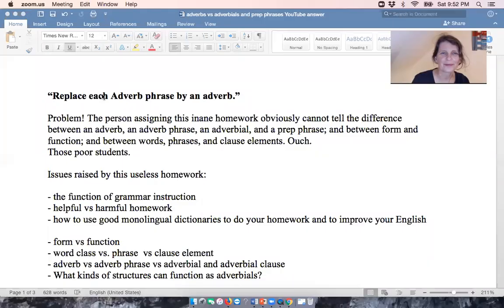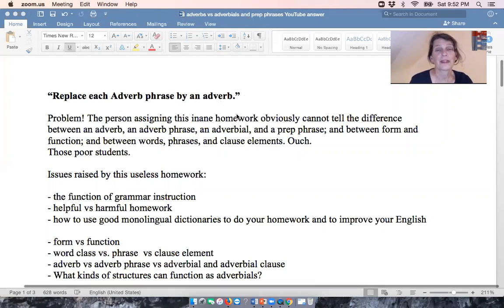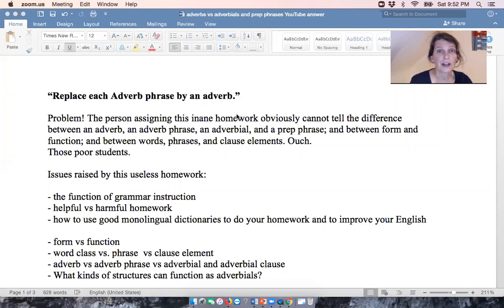And I also want to explain why I think that such homework is actually harmful and at best a waste of time. Okay, here I'll share my screen. And here we go. Okay, so the task said replace each adverb phrase by an adverb, and this instruction reveals that the teacher who assigned this homework cannot tell the difference between an adverb and an adverb phrase and a prepositional phrase and an adverbial.